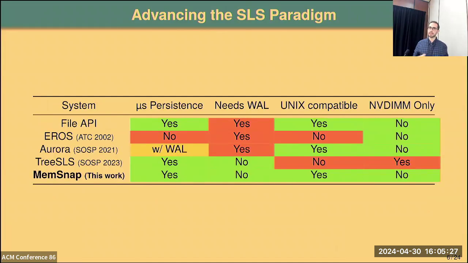So MemSnap is an evolution of the single-level store concept that uses application checkpointing in order to persist entire applications through a crash. However, existing single-level stores cannot be a replacement for the file API because they cannot checkpoint at a quick enough granularity without either user space mechanisms like write-ahead logs for Aurora or specialized hardware for 3SLS. MemSnap does not require specialized hardware and is able to persist at file granularity without user space logs.